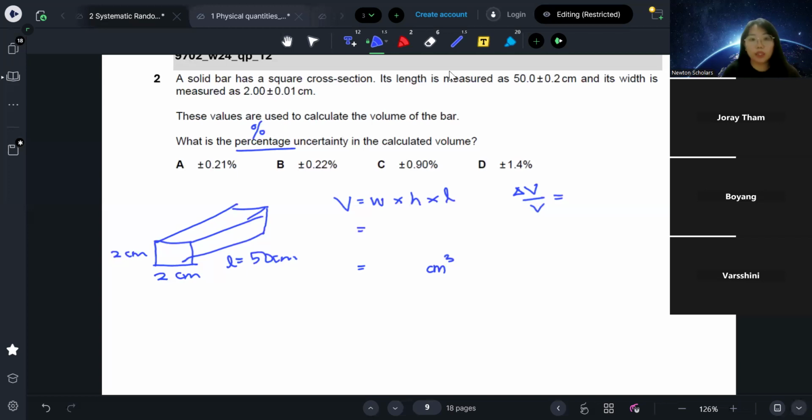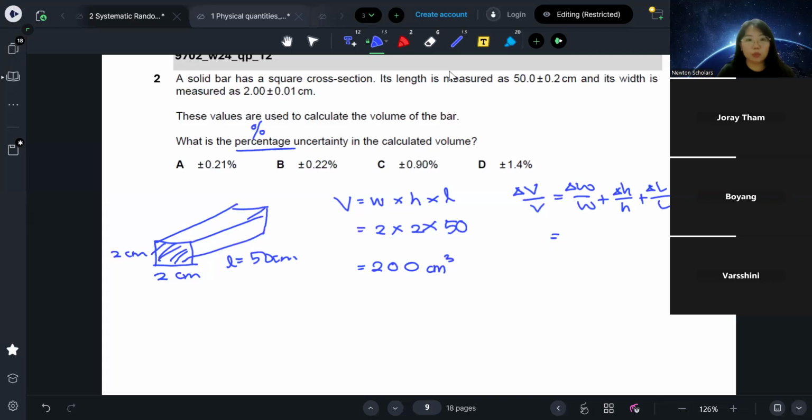So here it is 2 times 2 because it is square. I can assume this one is 2 times 2 times the length, which is 50, so here I should get 200. But this one seems like we don't need it, right? Because the data is multiplied together, we find the fraction and we add up the fractions. So here, V should be this W plus the fraction for the height plus the fraction for the length.